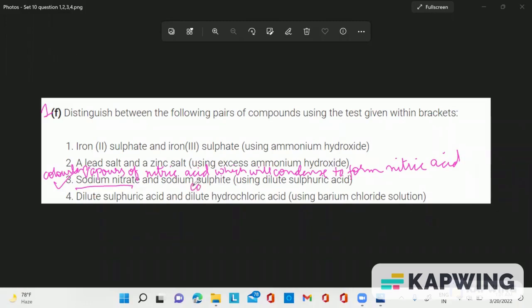So colorless sulfur dioxide gas will be formed, which is acidic in nature.